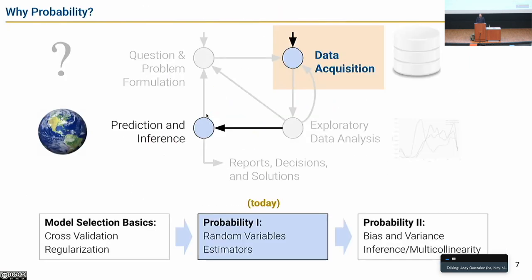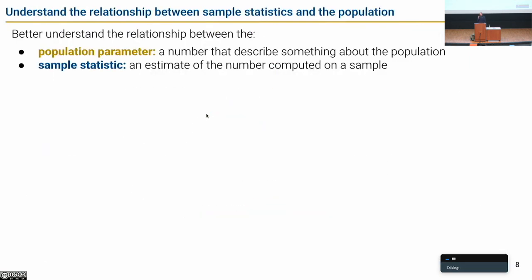OK, so probability. So our goal with probability is to try to understand, again, this relationship between the sample we have, the data that we fit our model to, and what will happen in the world. Right? And we're going to use these tools of probability to try to reason about those relationships between our sample and the world.